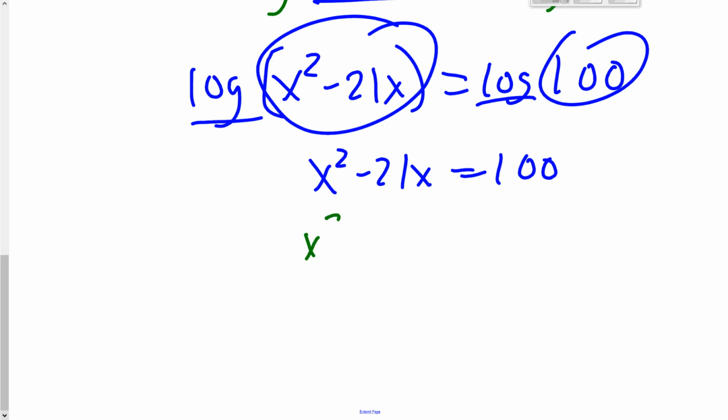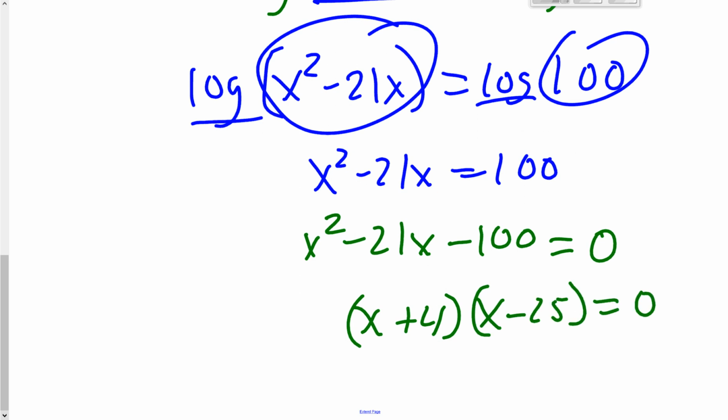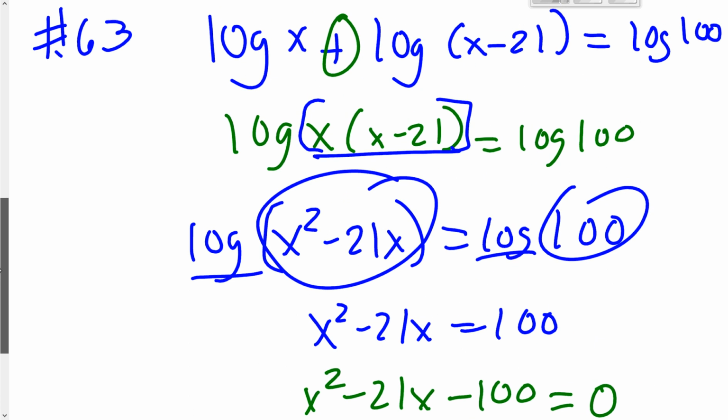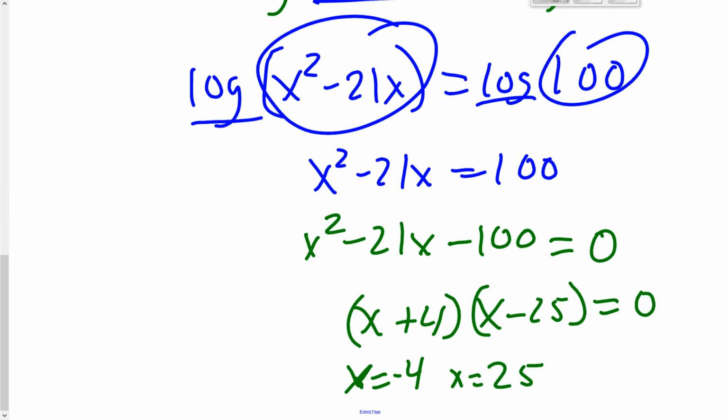So we can go ahead and subtract 100 on both sides and think what times what is 100, but then subtracts to negative 21. And so that would be x plus 4, x minus 25, and then 25 and negative 4. So then I'm going to check these. Negative 4, boom, that's not going to work, right, because we have a negative in there. So only 25 is going to work, right, because 25 is fine.